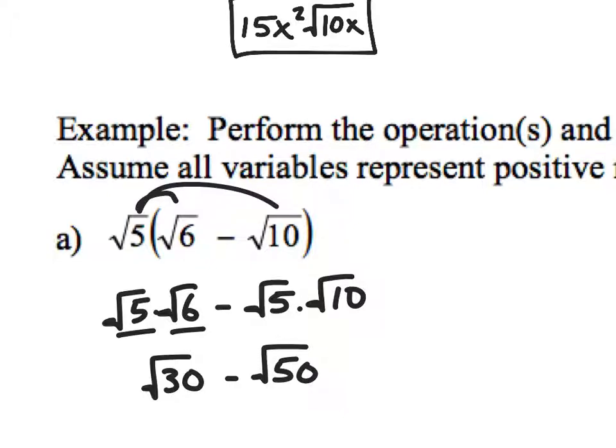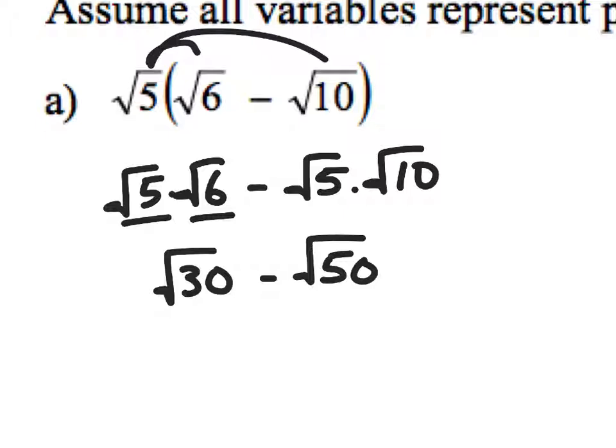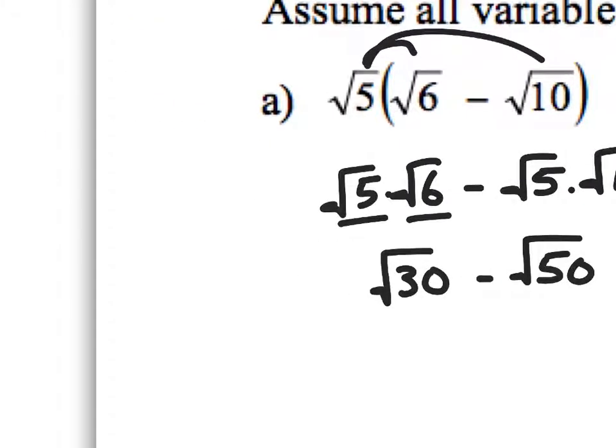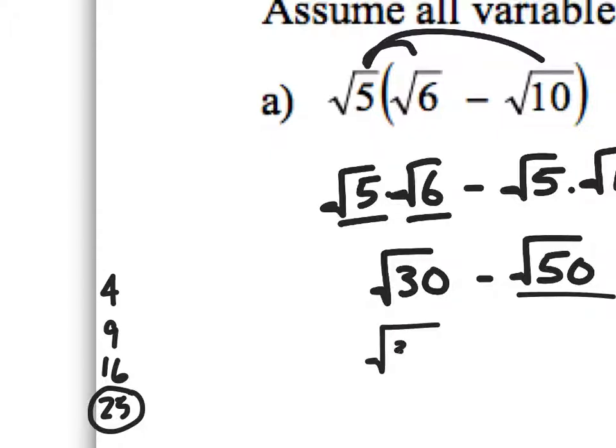So as I look at these numbers, I want to try to combine them. All right, but if I've got the square root of 30, there's no perfect square that divides into 30. Okay, my perfect squares, remember, are 4, 9, 16, 25. None of those are going to divide into 30. However, 25 divides into the square root of 50. So let's simplify this at least, and let's do the square root of 30 minus the square root of 25 times the square root of 2.